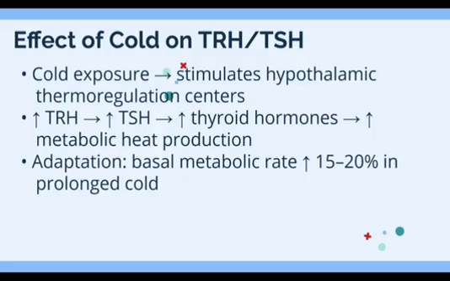The effect of cold on TRH and TSH. Cold exposure stimulates hypothalamic thermoregulation centers. So this increases TRH, which increases TSH. So the effect is increased thyroid hormones. Increased thyroid hormones mean there is increased metabolic heat production. So the adaptation is that basal metabolic rate is increased by 20 to 40% in prolonged cold.